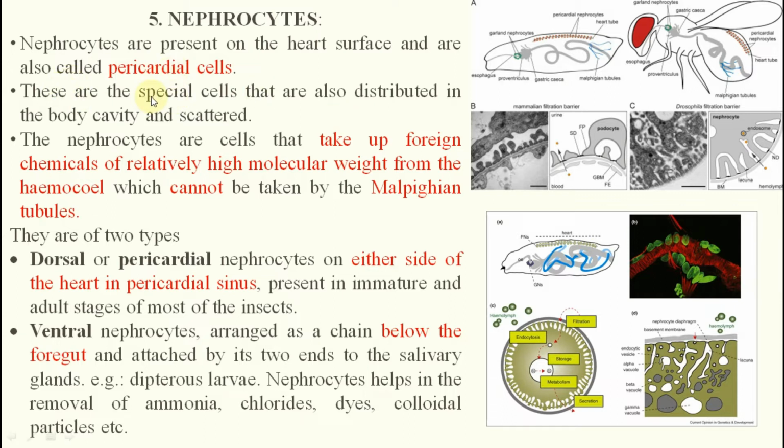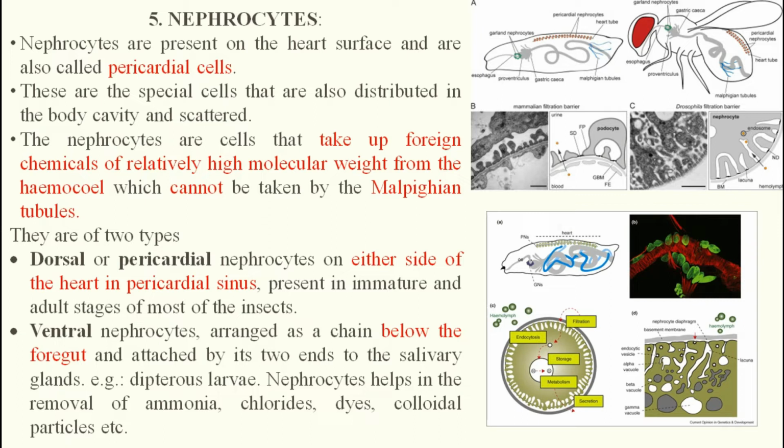Okay. These are the special cells that are distributed in the body cavity and scattered. You see my mouse pointer? These are the nephrocytes, pericardial nephrocytes. Can you see the nephrocyte? Yes or no? Yes, sir. This one, this one also. The nephrocytes are the cells that take up foreign chemicals. What is the meaning of that? What is the use? Just like we discussed phagocytosis yesterday.